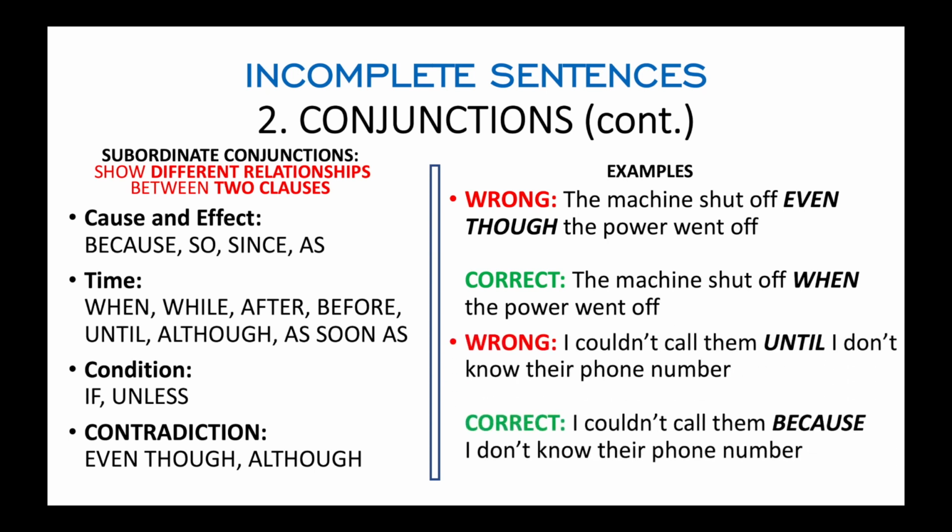The next one would be this one. If it deals with the cause and effect, I couldn't call them until I don't know their phone number. Nah, this is also not relevant. Try to use the following sentences for the subordinate conjunctions. I couldn't call them because I don't know their phone number. Jadi saya tidak bisa menelpon mereka karena saya tidak tahu nomor telepon mereka. So this is relevant.